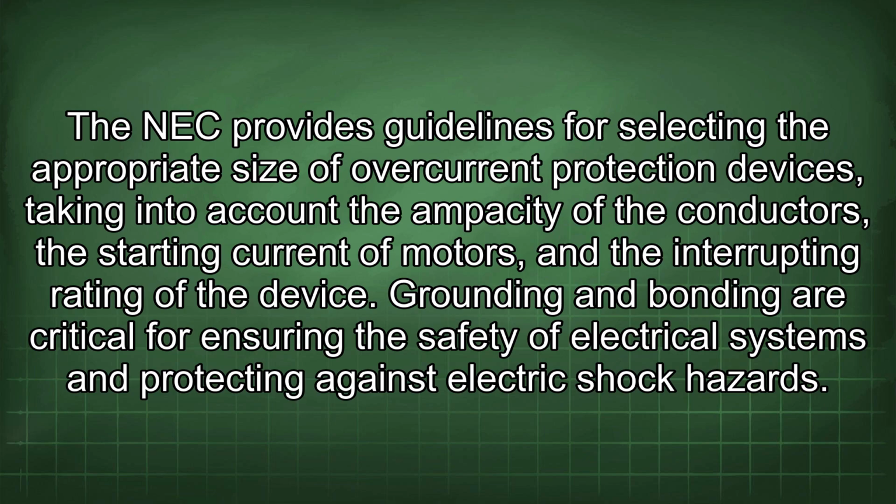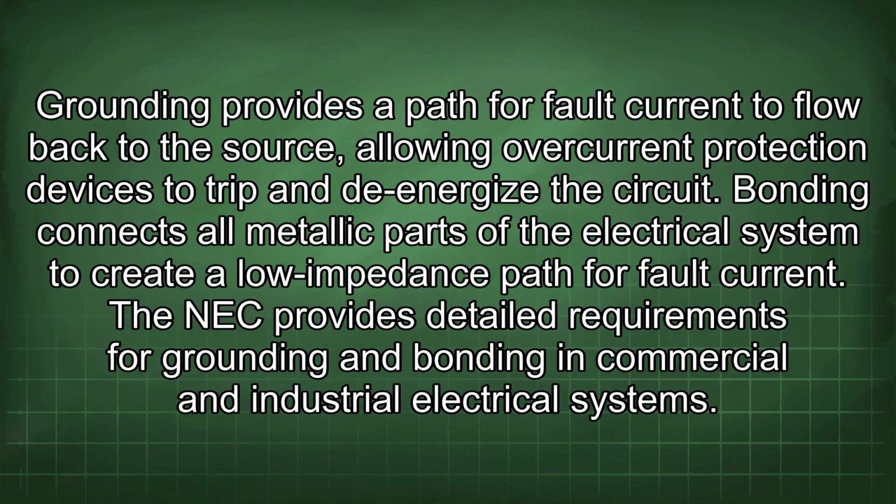Grounding and bonding are critical for ensuring the safety of electrical systems and protecting against electric shock hazards. Grounding provides a path for fault current to flow back to the source, allowing overcurrent protection devices to trip and de-energize the circuit. Bonding connects all metallic parts of the electrical system to create a low impedance path for fault current. The NEC provides detailed requirements for grounding and bonding in commercial and industrial electrical systems.